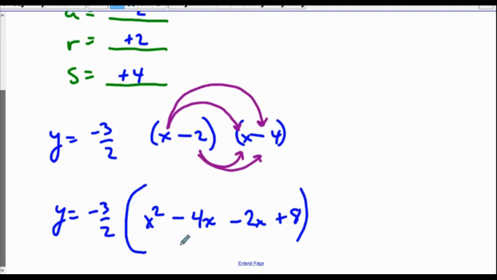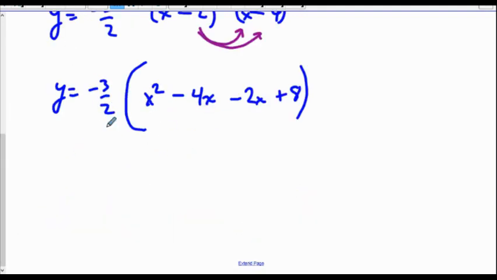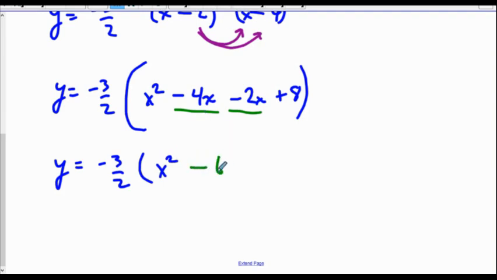I need to simplify it and multiply it through by a negative 3 over 2. So let's say I'm going to have y equal negative 3 over 2. And what I'm going to do next is I got some x's here. This is an x squared, so I can't combine that with this. But I have a negative 4x and a negative 2x. So I'm going to have x squared take away 6x plus 8. Okay, that's all combined and everything's ready to go.